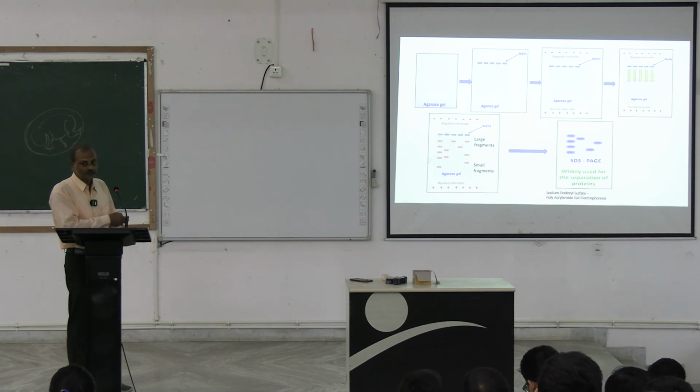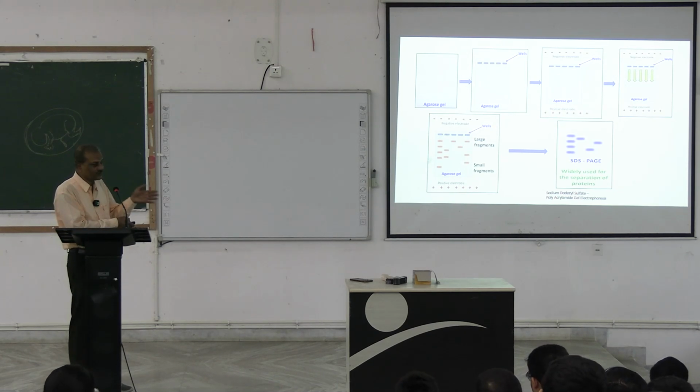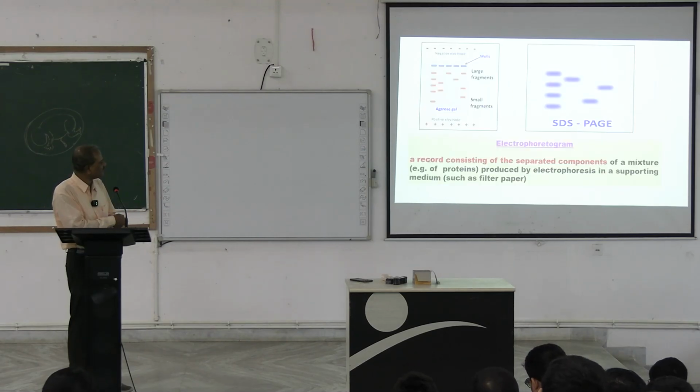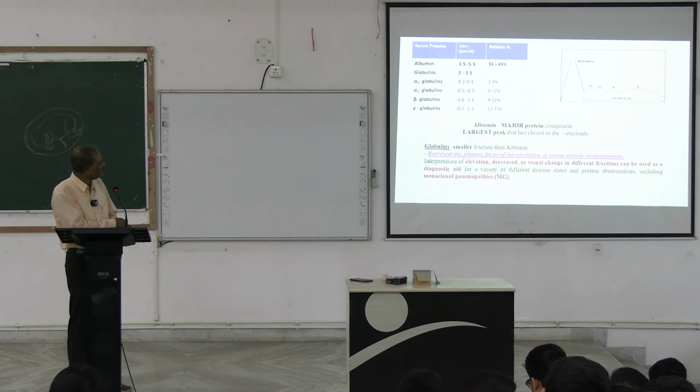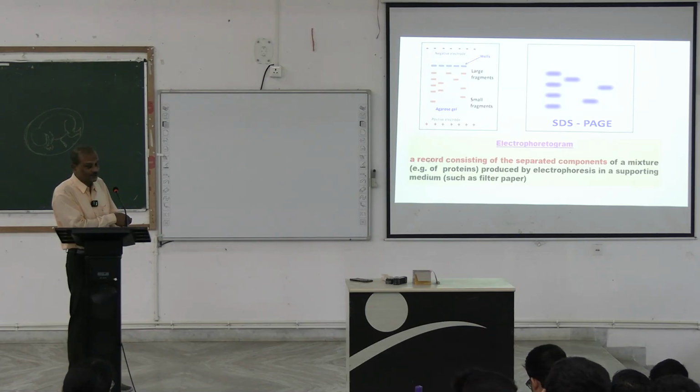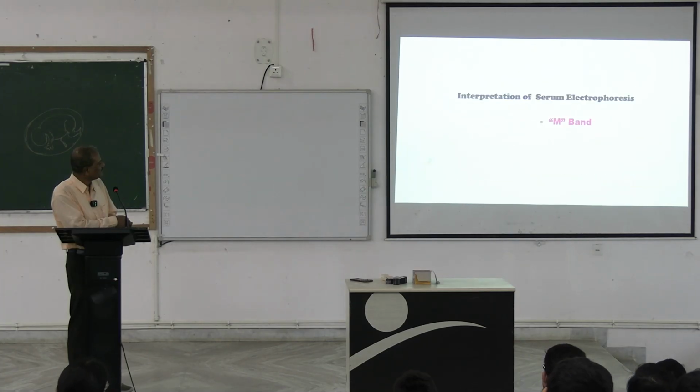See, protein, I have told you 5 classifications, so that has to be fragmented, separated. How is this separation done? There is a technique called electrophoresis, and the bands are shown like this. So the M band, they write down one part, only one M band.